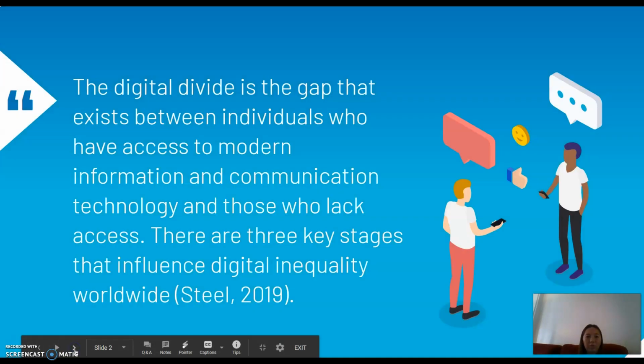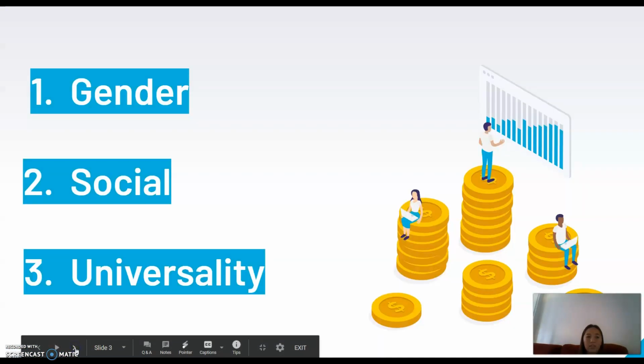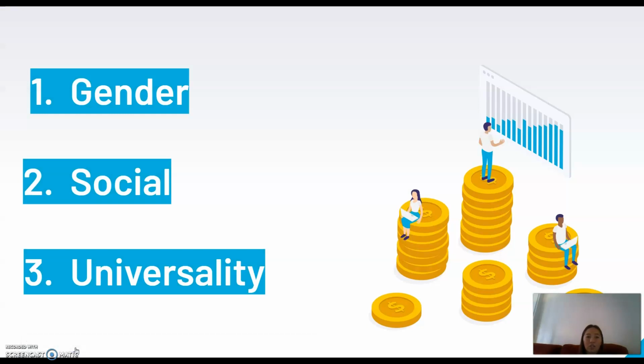The digital divide is explained as the gap that exists between individuals who have access to modern information and communication technology and those who lack access. There are three key stages that influence digital inequality worldwide. These stages are gender, social status, and the universal access to technology.